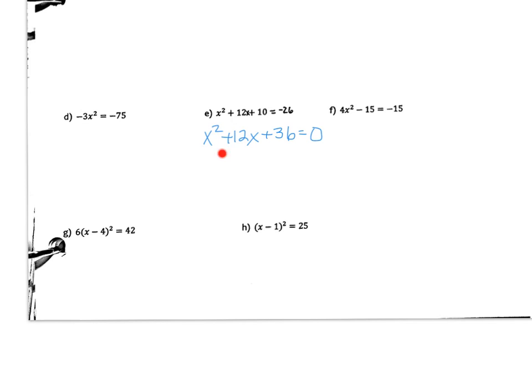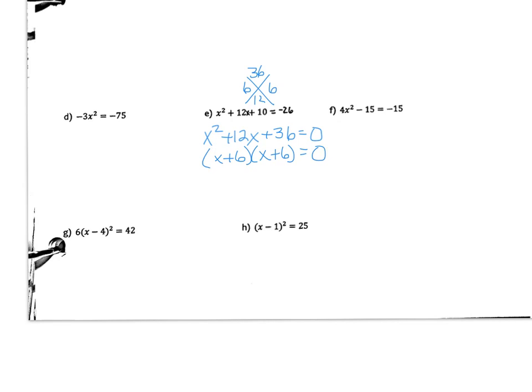Okay, now this is an easy trinomial. What two numbers will, if I do the little x trick, I need two numbers that multiply to give me 36 and add up to 12. Well, wouldn't that be 6 and 6? Because 6 times 6 is 36 and 6 plus 6 is 12. So that'll be x plus 6 times the quantity x plus 6.